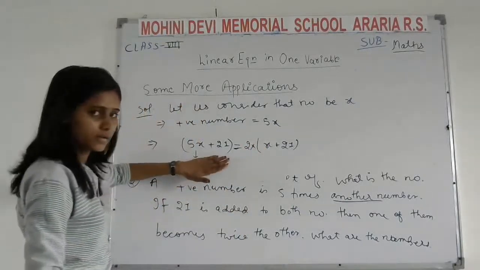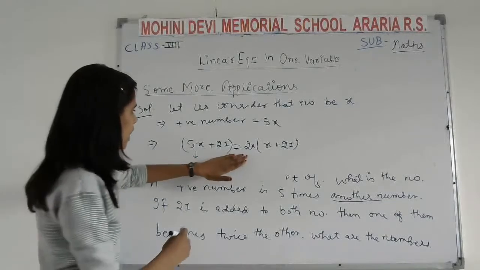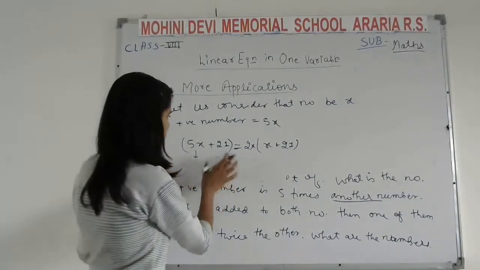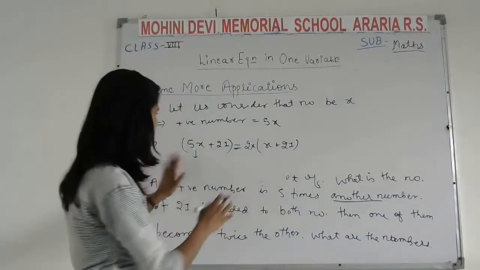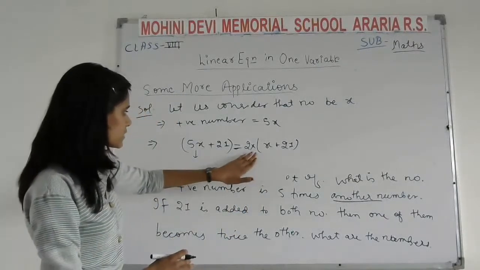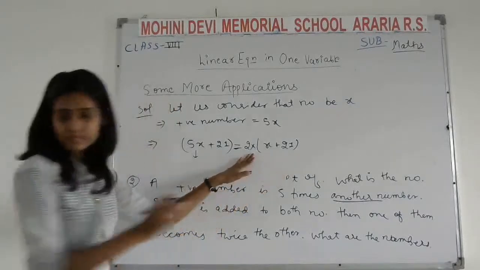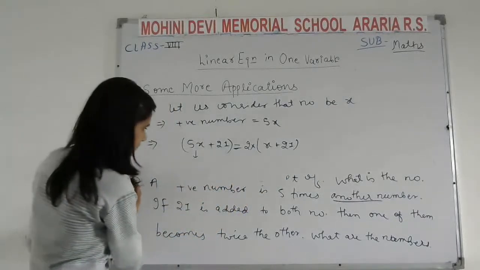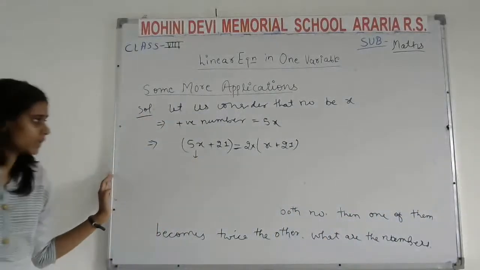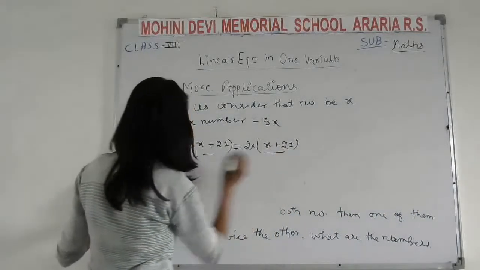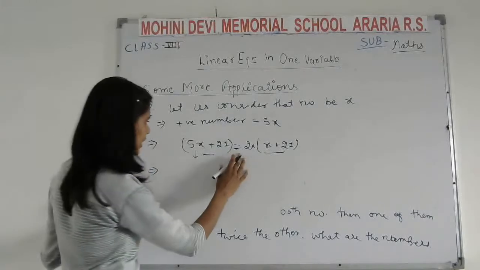We will multiply 2 here. This number is greater, we know. But what to do here so that both terms become equal? So I'll multiply 2 here, means this term is twice this term. The equation becomes: this number is 2 times this number, according to the question.